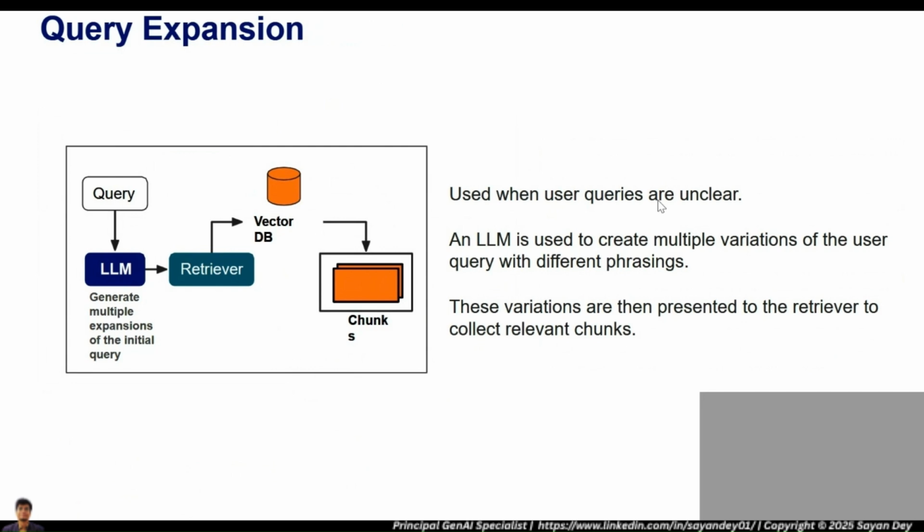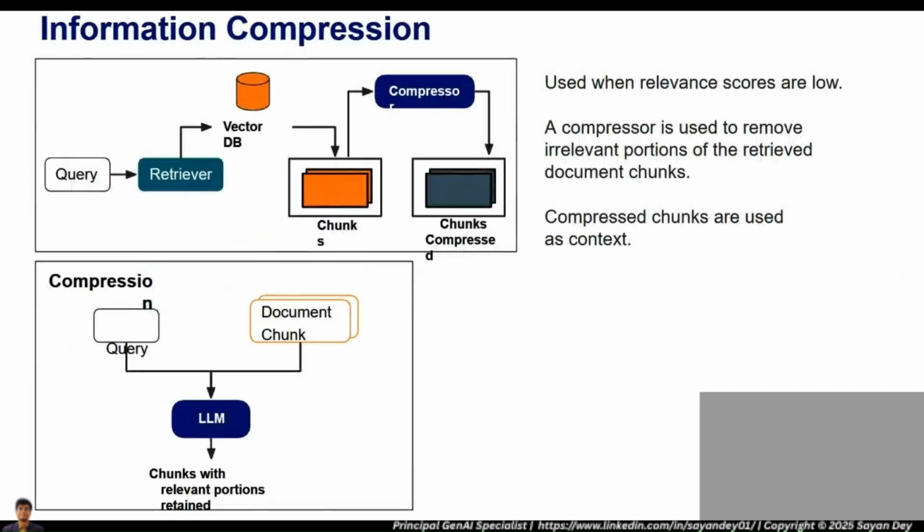Okay, next up, we have something called information compression. This happens right at the retrieval phase. At the top part of the demo, you can see we have discussed the retriever part, where the user asks a question and the retriever retrieves the relevant chunks.